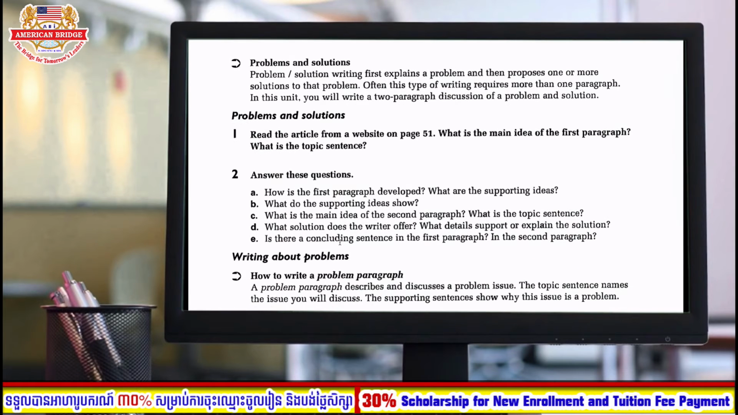So let's start with the simple definition of what a problem and solution paragraph is, okay? So for the problem and solution paragraph, the writer first explains a problem, okay, and then proposes one or more solutions to that problem. Often this type of writing requires more than one paragraph, right? In this unit, you will write a 2-paragraph discussion in a problem and solution, all right, that we are going to use linking phrases. So in short, problem and solution, the first or the introduction, the main idea of this type of paragraph, they introduce the problem, and in the supporting details, they are proposing solutions toward those problems.